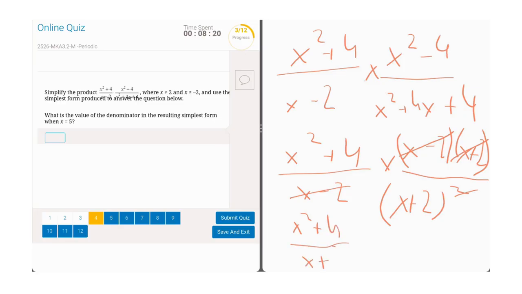over x plus 2. Here you have to read the question properly because it says what is the value of the denominator in the resulting simplest form when x is equal to 5. So this is in simplest form already. So we just replace x with 5 in the denominator. So what's 5 plus 2? It's 7. So the value of the denominator is 7.